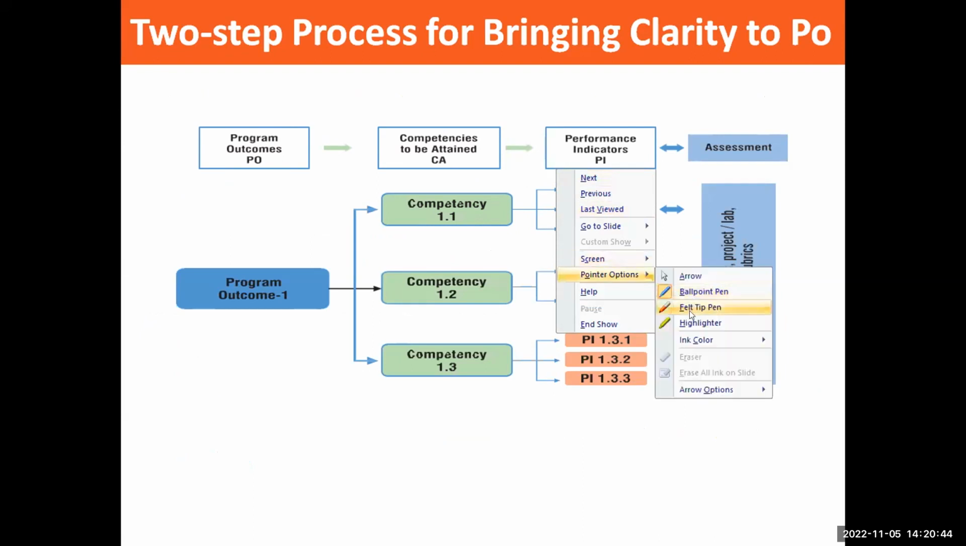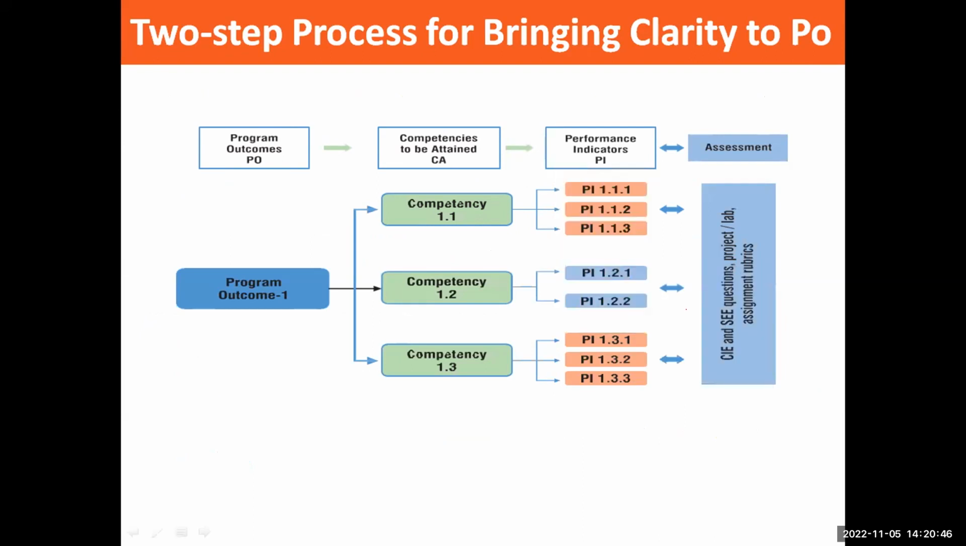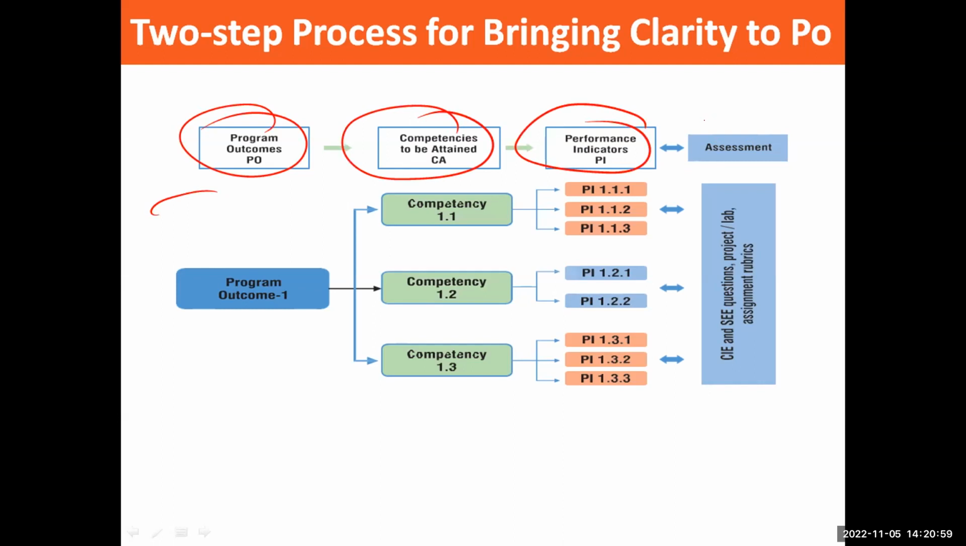And then, as I'm saying, suppose we have 12 POs, so each PO will be defined like this. And then, first of all, we define the competencies, then we define the performance indicators. And then we will map them with the assessment methodology. Maybe it's continuous improvement, and then semester end examination or continuous evaluation examination, or likewise.